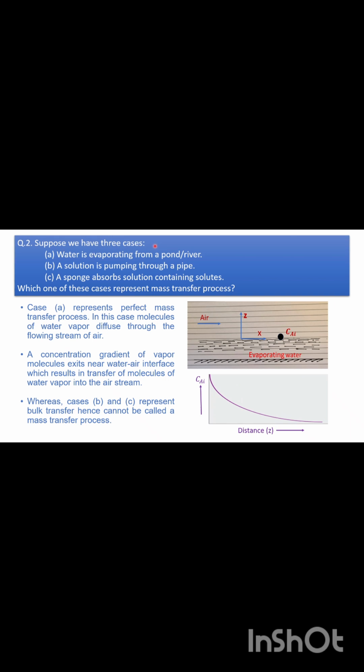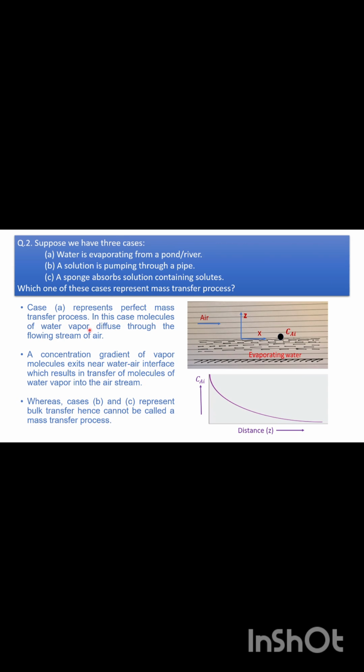Suppose we have three cases. First one is water evaporating from a pond or river. Second one, a solution is pumped through a pipe. And third one, a sponge absorbs solution containing solutes. Which one of these cases represents a mass transfer process? Case A represents a perfect mass transfer process.